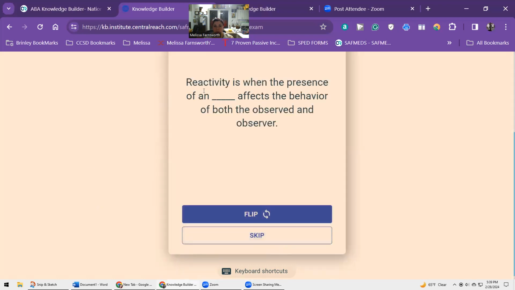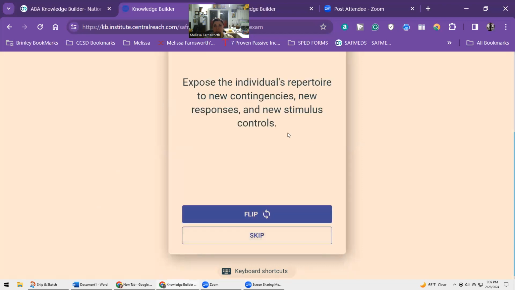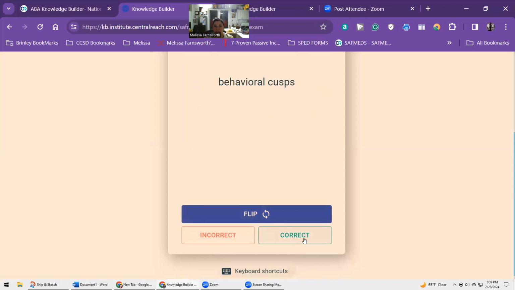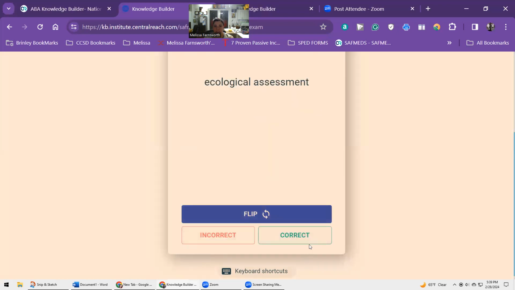Subjective. Reactivity is from the presence of a blank affects the behavior of both the observed and observer. Expose the individual's repertoire to new contingencies, new responses, and new stimulus controls. Behavioral cusps. In a blank, a great deal of information is gathered about the person and their environments.